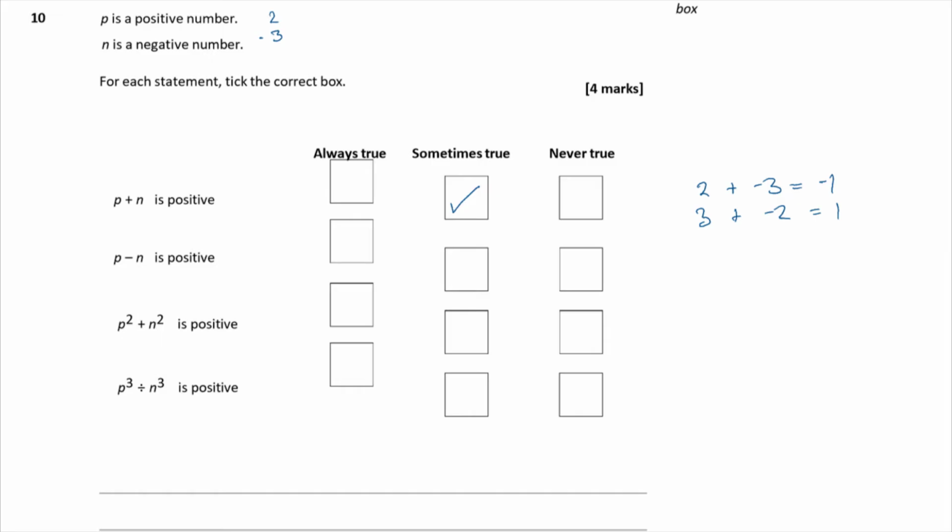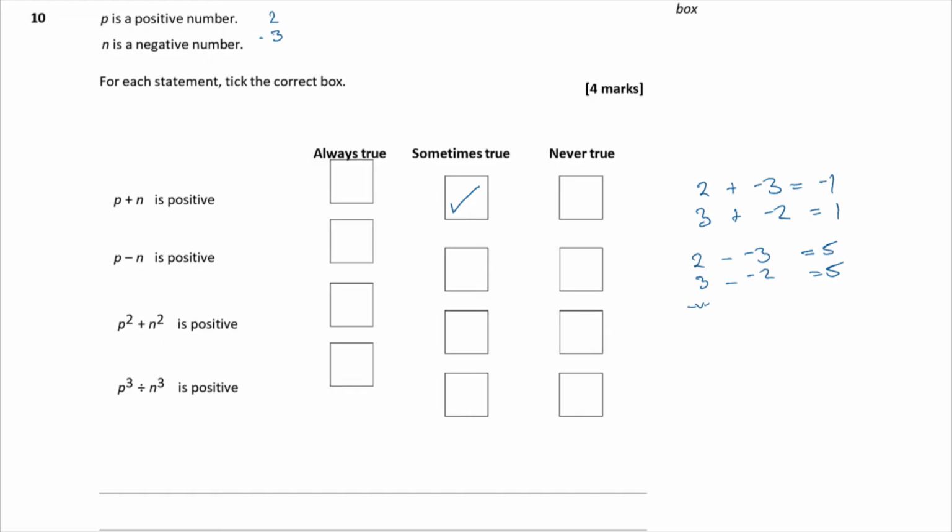What about p minus n? Is that always positive? Well, using the same numbers, look, 2 minus negative 3, those two minuses would become a plus, and that would be 5. 3 minus negative 2, that would also be 5. Is that always true? Does it matter? Okay, well, taking away a negative is always positive, isn't it?